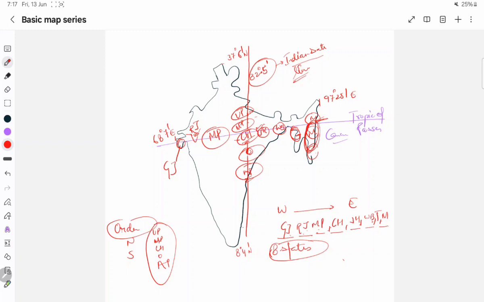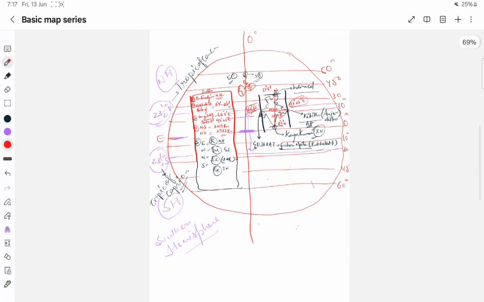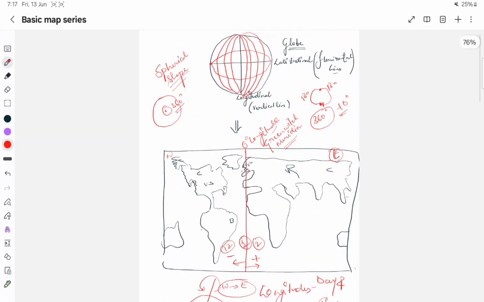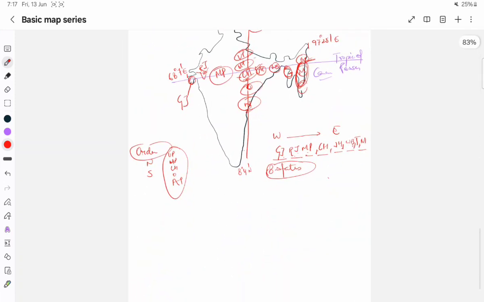I guess that's all for the day. It's enough of information. Tomorrow we are going to start the markings on the map, and this marking is really important. Focus on this marking, and you're going to have a very clear idea of the map understanding of Indian political as well as physical maps.